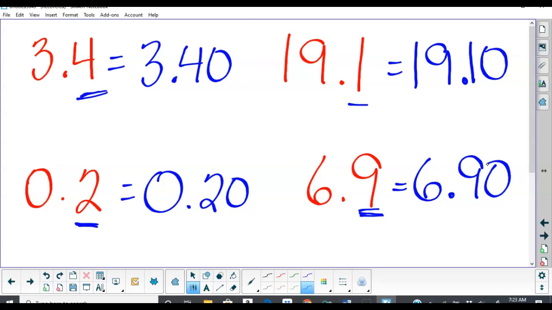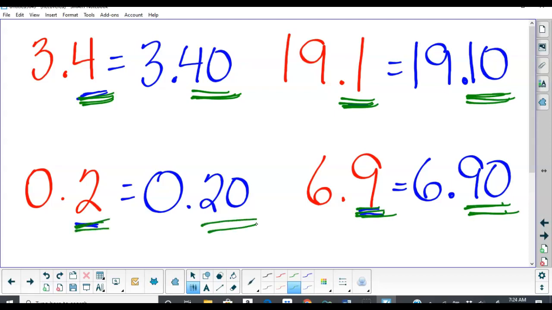Again, let's notice something about these. What do you notice happens when you go from tenths to hundredths? What do you notice happens when you're going from tenths to hundredths?